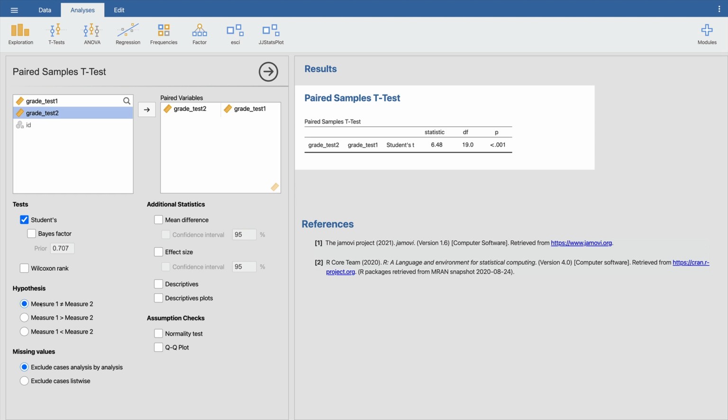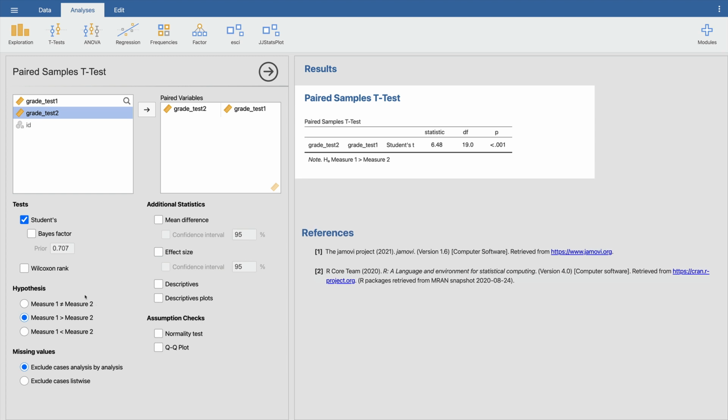I want to go ahead though and also pick a directional hypothesis. So this time I'm going to go down here where it says hypothesis, and I'm going to hypothesize that measure 1, which is grade test 2, is greater than measure 2. So I click this, and you can see now that I have a directional hypothesis where I'm saying that their score on grade test 2 is greater than what it is on grade test 1. So I have a directional hypothesis that I'm picking here.